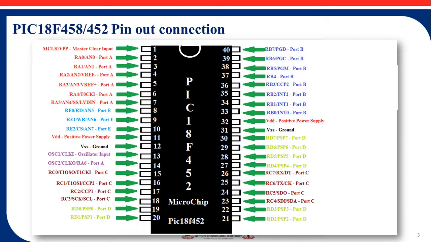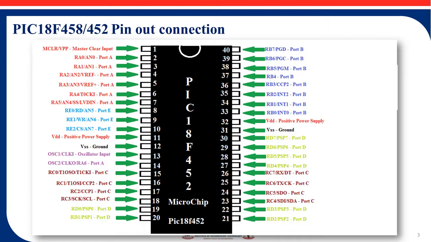See here, pin number 1, that is the master clear reset pin. We already discussed this pin in the last video. When you want to reset the system or reboot the system, at that time this pin is 0, which means it terminates all the activities and resets the system. And when MCLR equals 1, it means normal execution has started. So this is MCLR, master clear reset.